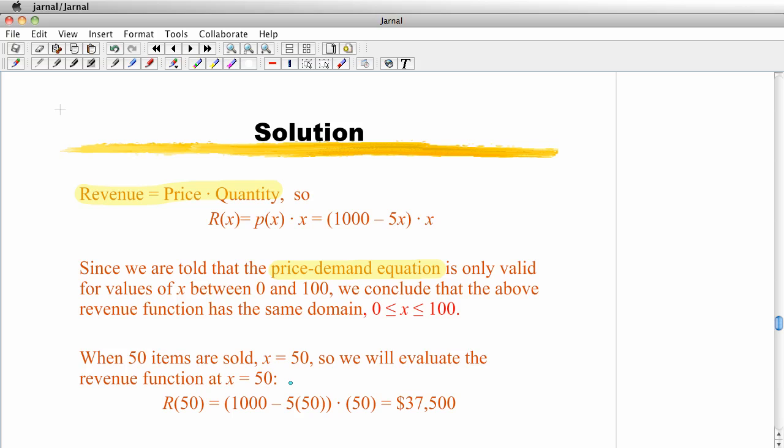As far as evaluating things, it's very easy to do because they gave us that the price function was 1,000 minus 5x, then price times quantity is just price times x. X is the quantity. So 1,000 minus 5x times x is the expression for revenue. And then once you have that, then it's just a matter of being able to plug in 50 items or whatever the amount is.